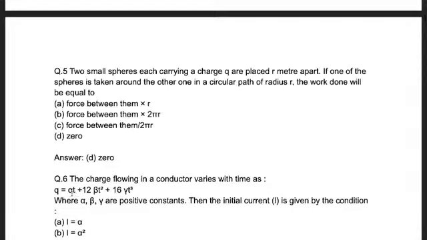Q = αt + ½βt² + ⅓γt³, where α, β, γ are positive constants. Then the initial current I is given by the condition: A. I = α, B. I = α², C. I = α − 1, D. None of these.